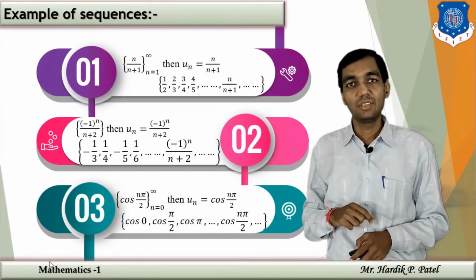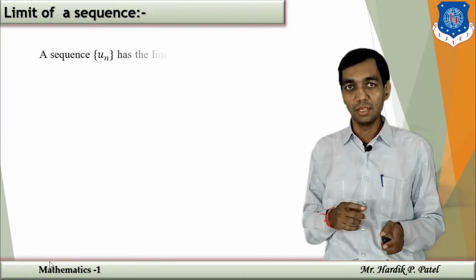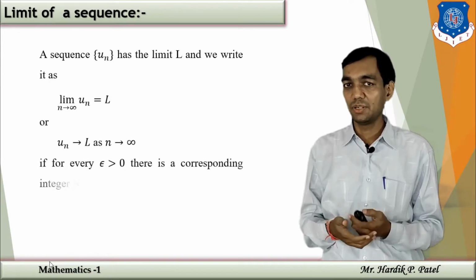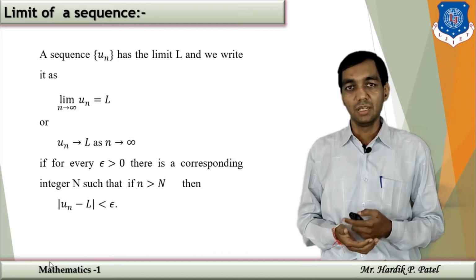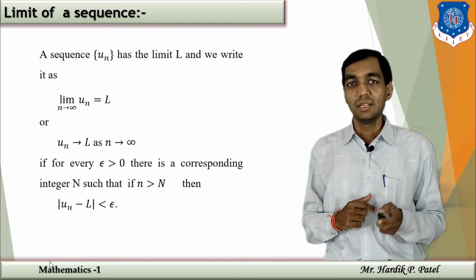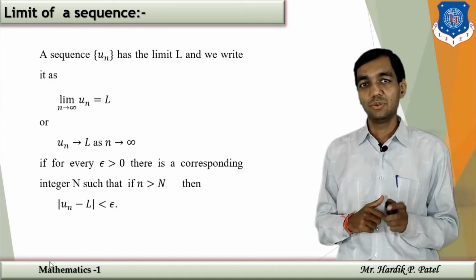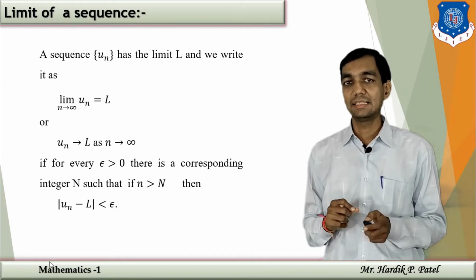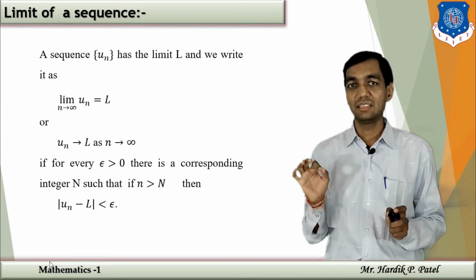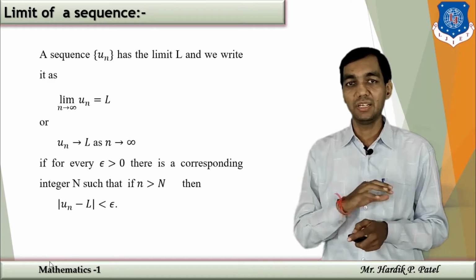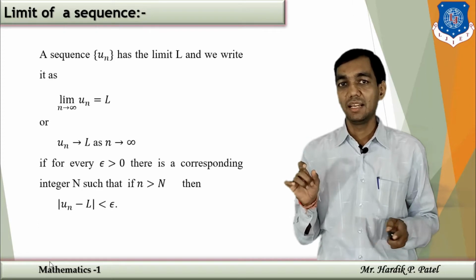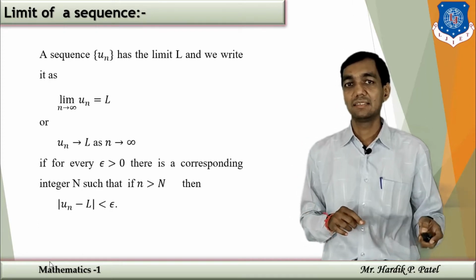Now we are starting with the limit of a sequence. If a function has a limit, and you have learned the epsilon delta definition of a limit, using that definition we are going to find the limit of a sequence. We can say that un tends to L, that means the limit of un is capital L, if for every epsilon greater than 0 there exists some capital N such that for n greater than capital N, mod of un minus L is less than epsilon.